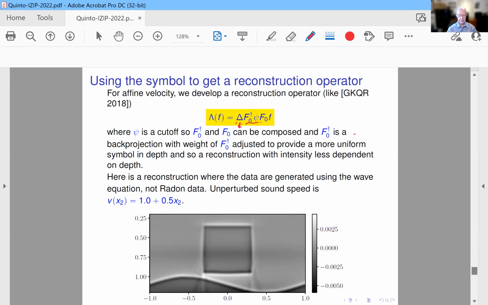And this is a reconstruction. And just to convince you I'm not doing the inverse crime, the data wasn't generated using radon data. In other words, taking the radon data integral over isochrones. It was generated using the wave equation and the unperturbed sound speed, the background speed, was this.